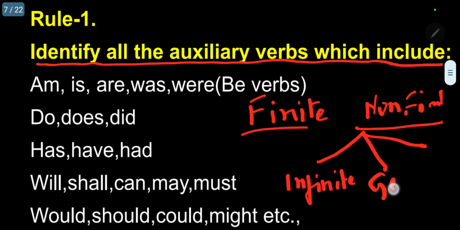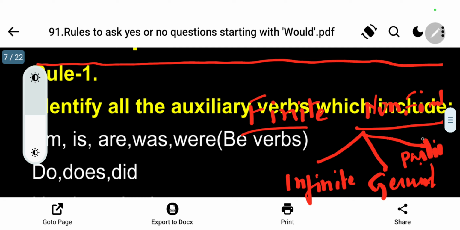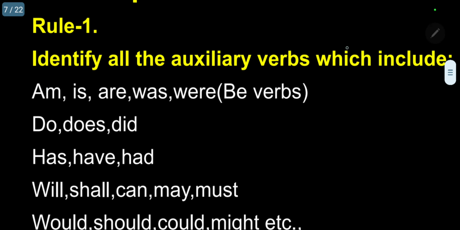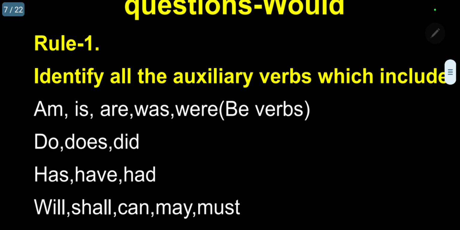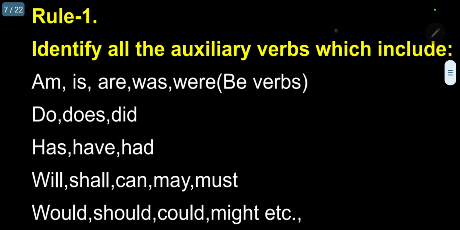Gerund. That is the verb with ing added: coming, going, walking. Then participle. Commonly participle. Under the participle, kindly follow me, past participle. So, the finite verb, I already discussed the non-finite verb. Kindly follow me. Non-finite verb I have discussed.